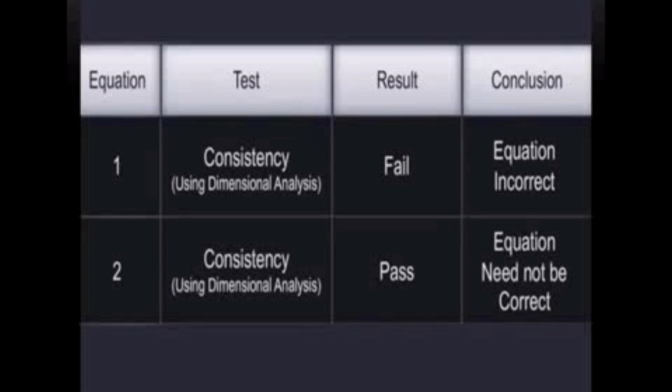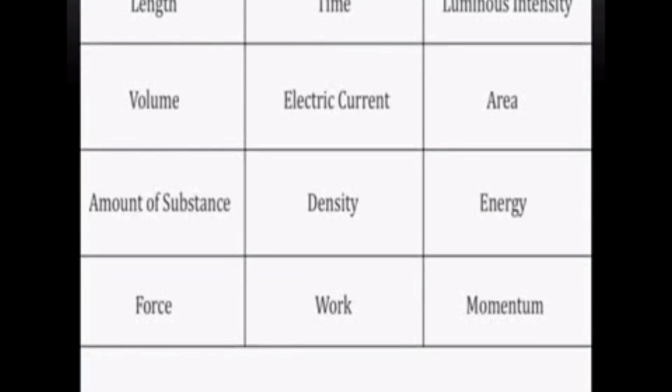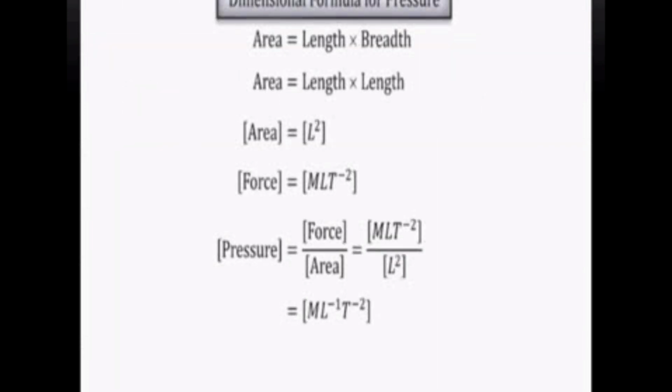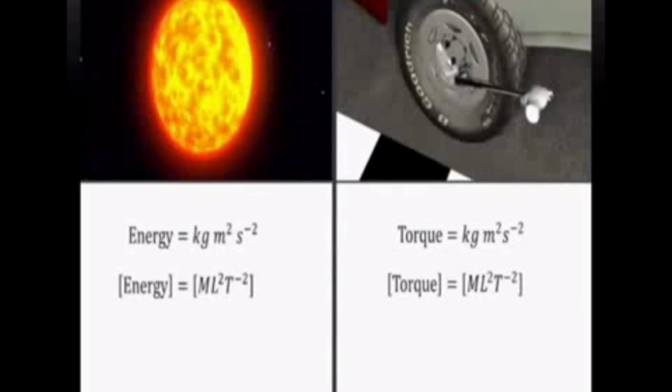So for s equals ut plus half at square, length equals length. That is an example of consistency. Next are length, time, and luminous intensity. So length, volume, amount of substance, force, electric current, density, work, luminous intensity. These are all fundamental quantities. Now the dimensional formula for pressure. Pressure we already calculated. This is the method of calculating the dimensional formula for pressure.